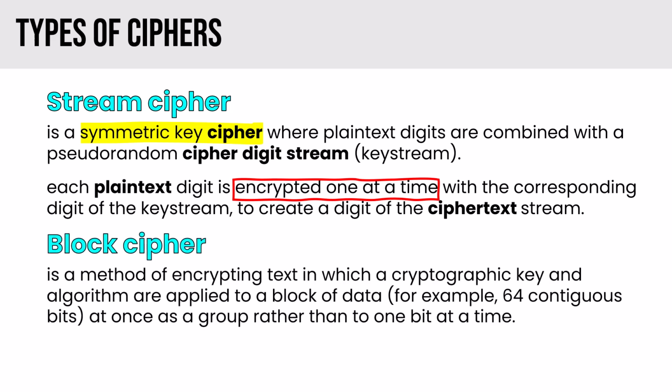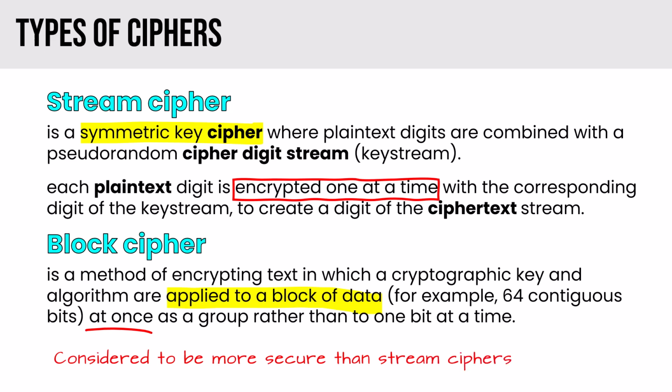Then we have a block cipher, which is a method of encrypting text in which a cryptographic key and algorithm are applied to a block of data, for example, 64 contiguous bits, all at once, as a group, rather than to 1 bit at a time. Block cipher is generally considered to be more secure than stream cipher.